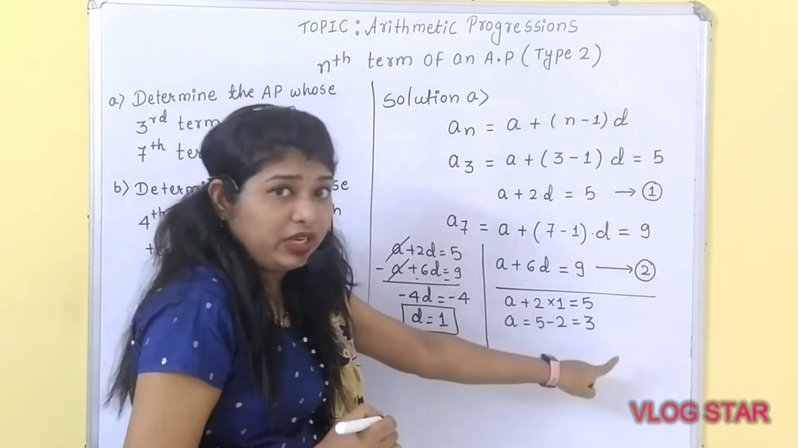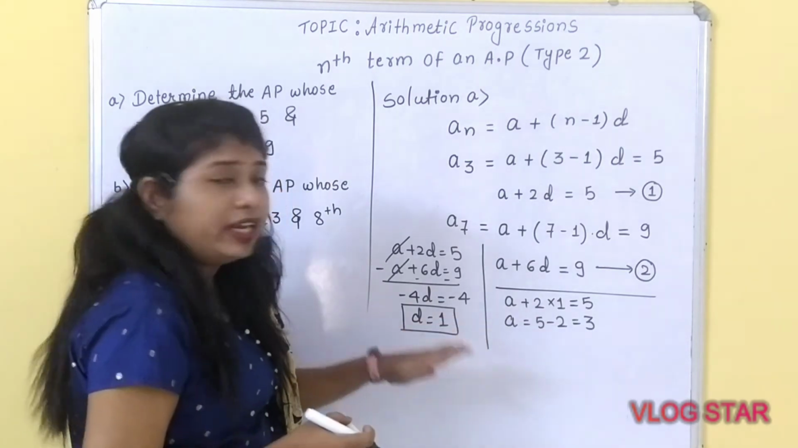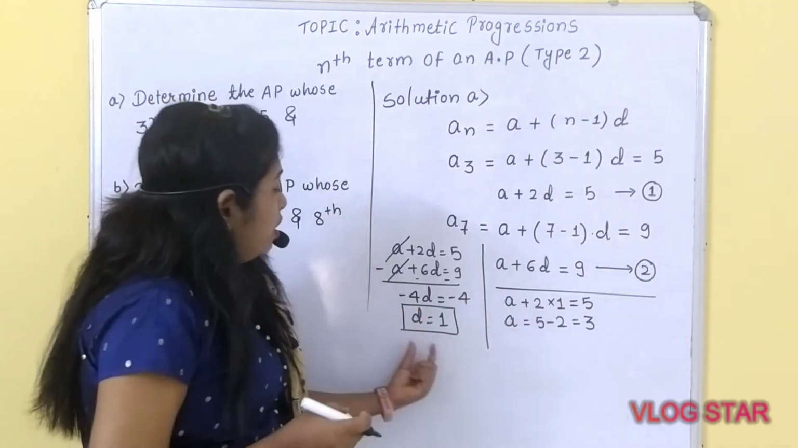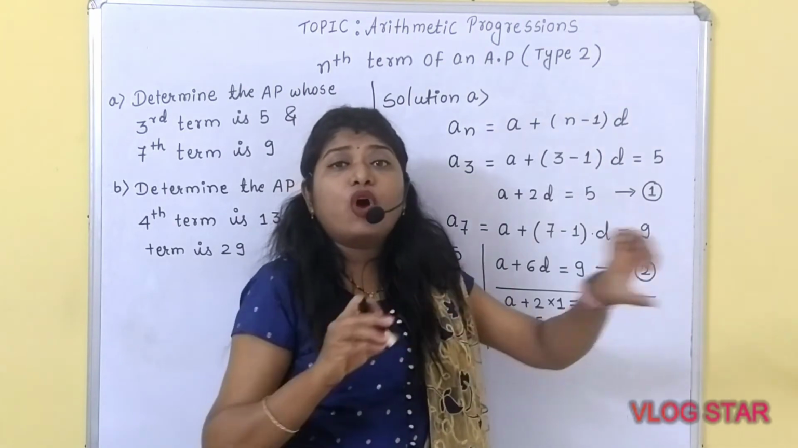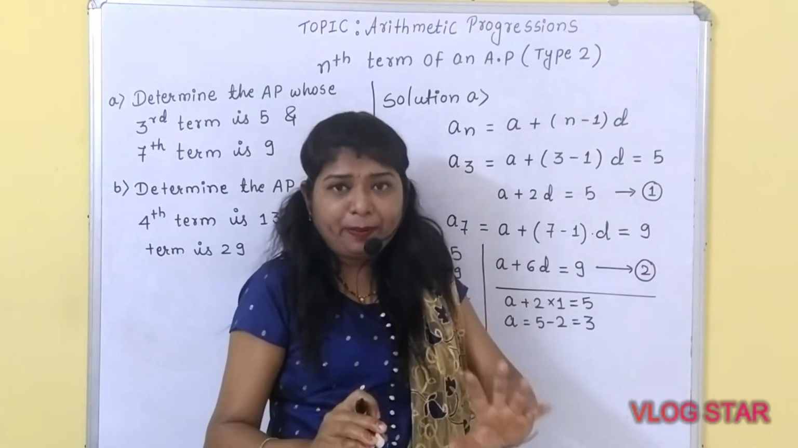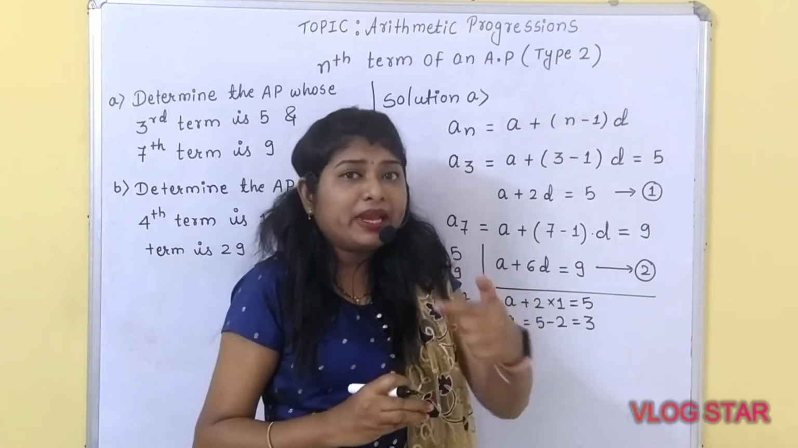A is equal to 3. Now with the help of these values, we need to determine an AP. So how are we going to determine the AP?